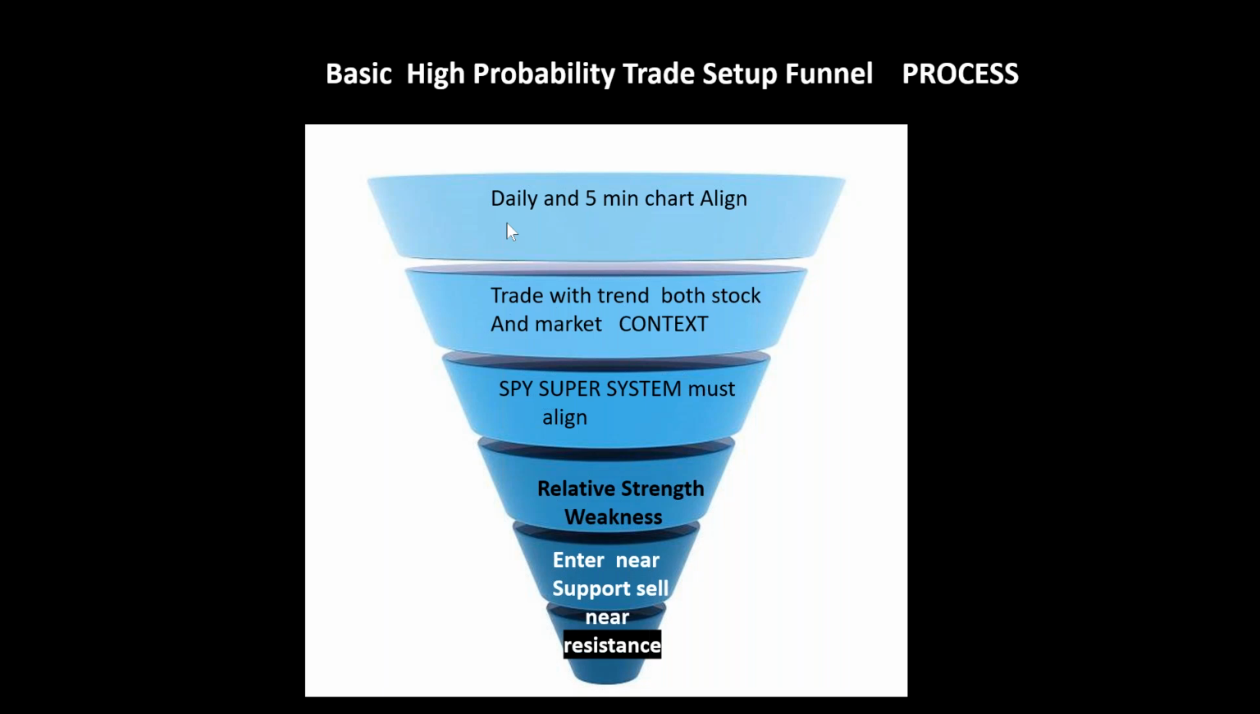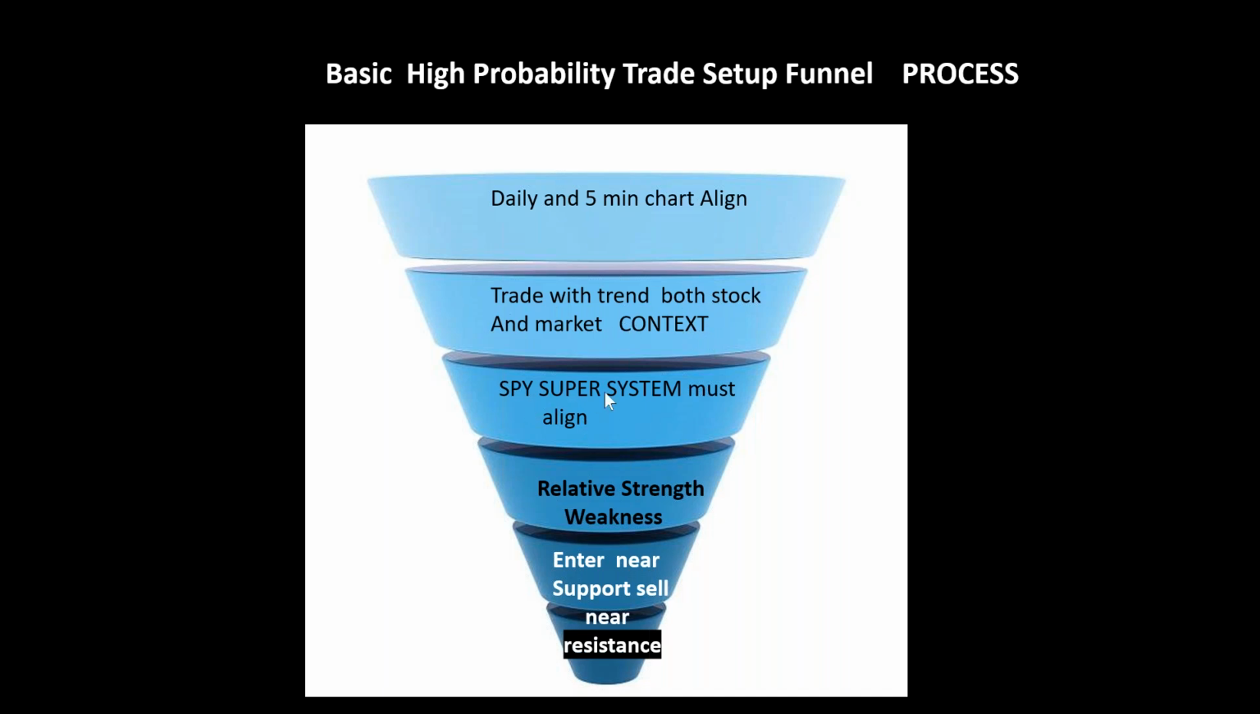You can't hold a stock long overnight if it's got a bearish daily chart, because it's more likely to go down. And then you look at the 5-minute chart to align your setup here. And then look at trade with the trend, both stock and market. This is the context. You look at the market direction on the 5-minute chart and the market direction on the daily chart, and determine what the context is of that market right now. Are we bullish? Are we bearish? Are we choppy? Are we neutral? That makes a difference. You want to be able to trade in the direction if there is one.